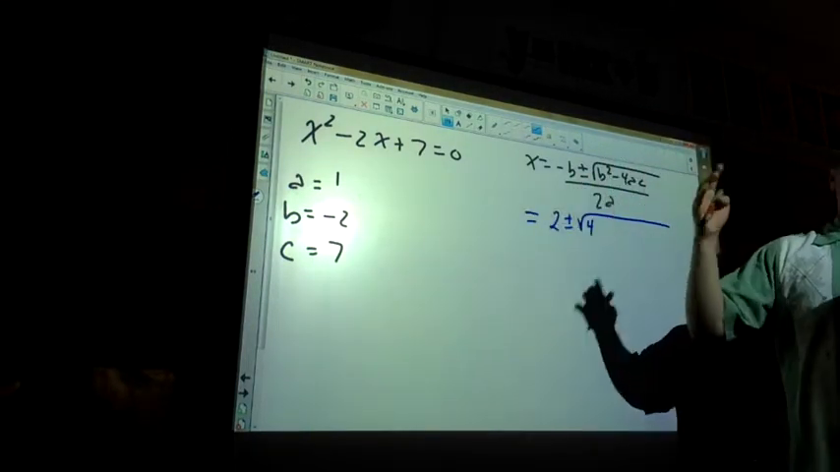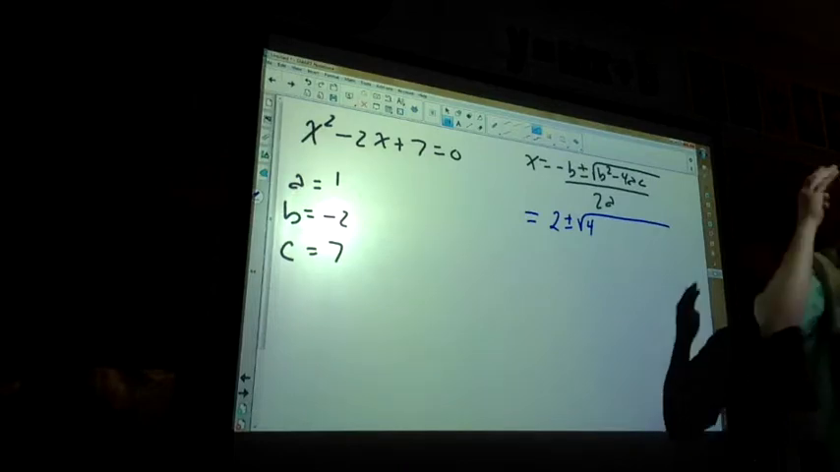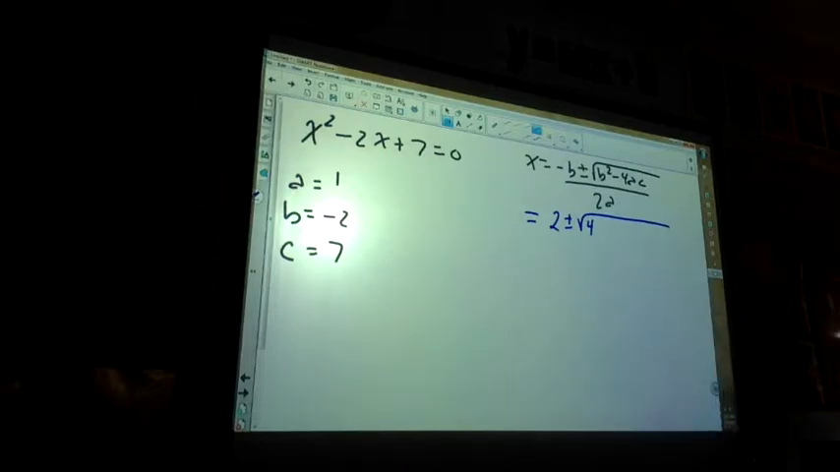So you're squaring negative 2. You're going negative 2 times negative 2. It gives you a positive 4. Yes, I understand your calculator. If you put negative 2 and you hit squared on your calculator, it gives you negative 4. Understand what you're squaring.